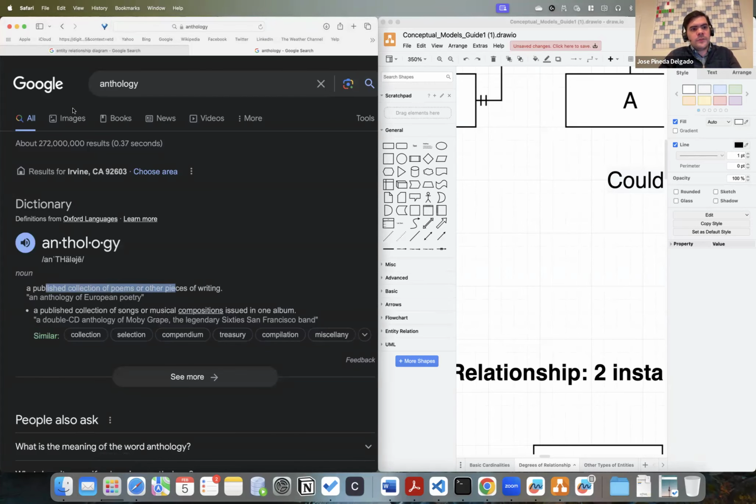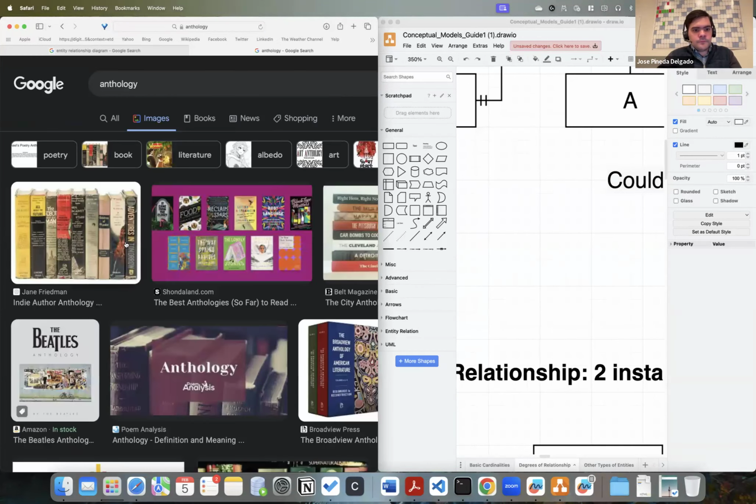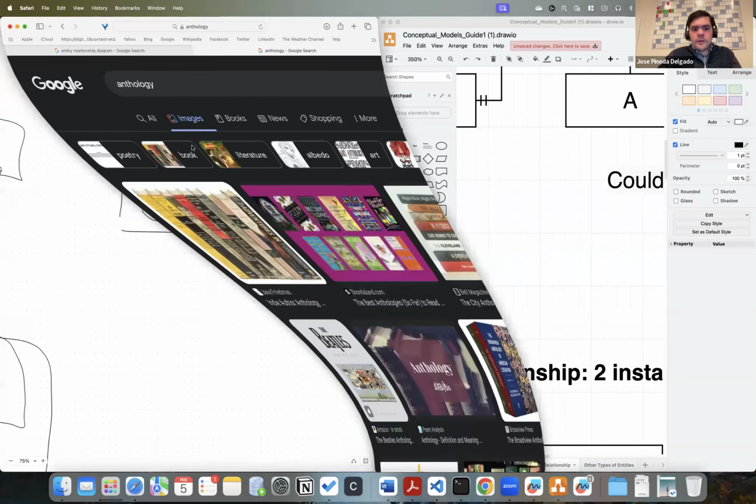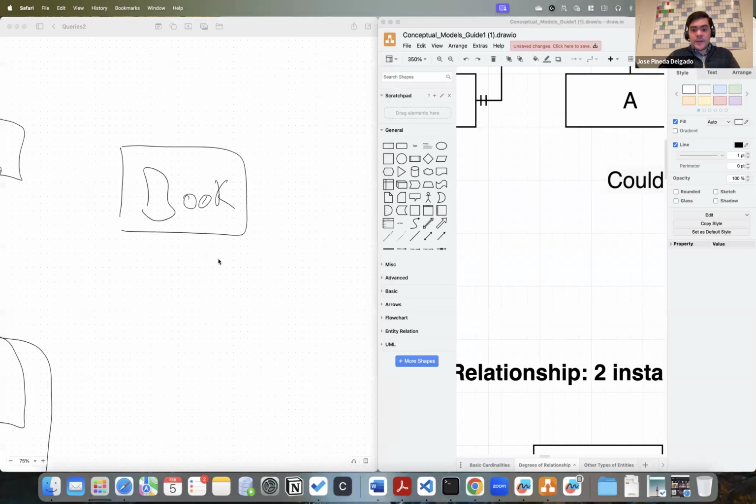Published collection of poems or a piece of writing. So it could be just aggregation of all of different Harry Potter books in one single book. So what can happen there? Well, a book could be contained in one of those anthologies. An anthology itself could also be contained in a different anthology.